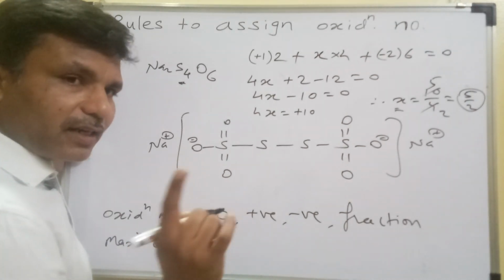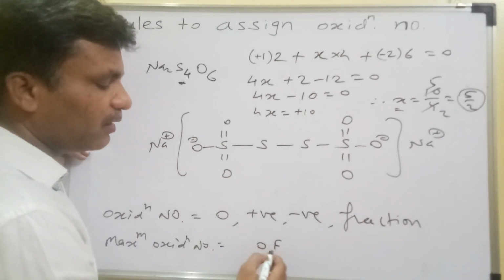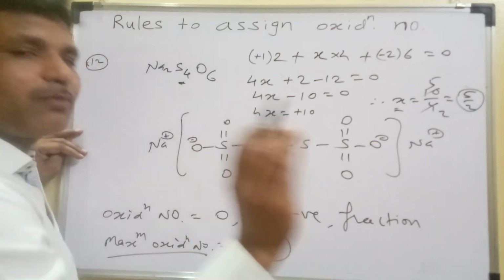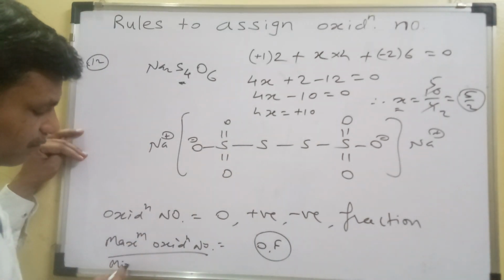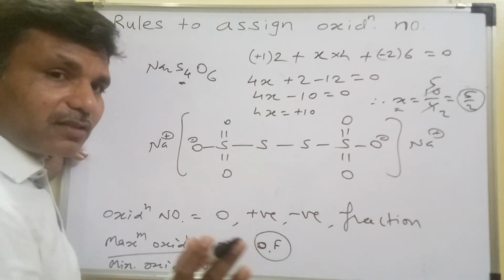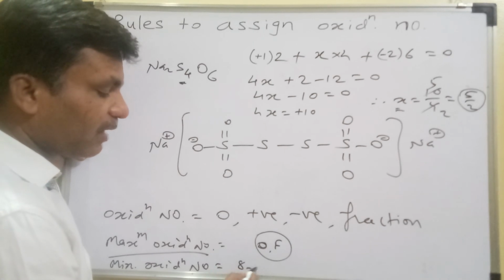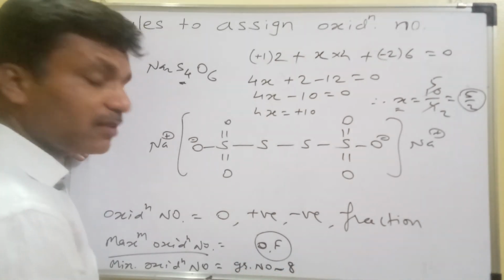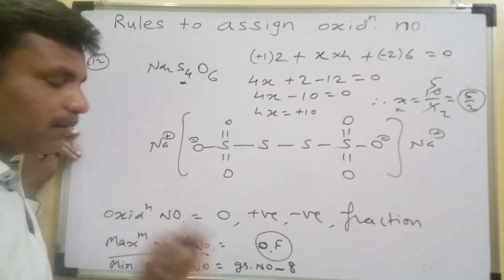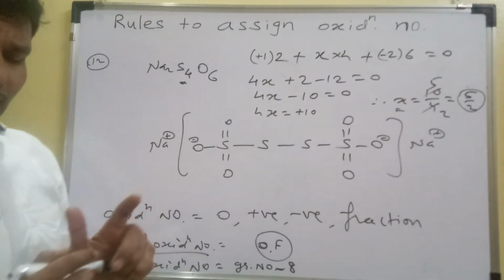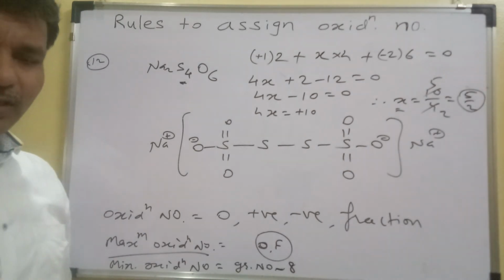Maximum oxidation number of any atom of an element except oxygen and fluorine, any other elements, its maximum oxidation number is its group number, and the minimum oxidation number except oxygen and fluorine is group number minus 8. Okay, so these are some rules to assign the oxidation number of the different atoms of an element in molecules, and these are very useful during the balancing of chemical reactions.